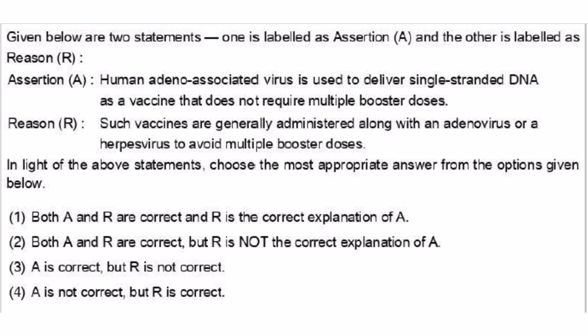Then next one. Human adeno-associated virus is used to deliver single-stranded DNA as a vaccine that does not require multiple booster doses. Such vaccines are generally administered along with the adenovirus or a herpes virus to avoid multiple booster doses. Here both are correct. Okay, that is both A and R are correct, and R is the correct explanation of A.